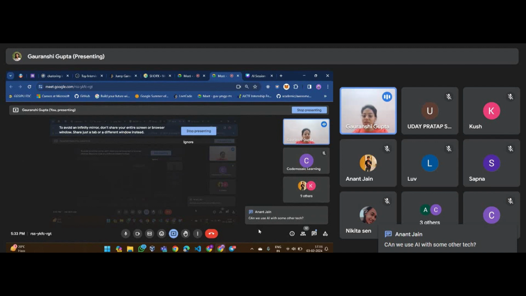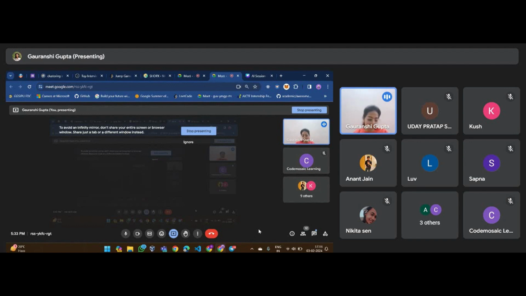Yes, definitely. We can use AI with some other tech. For example, I'm recently working on integration of AI with blockchain, actually. We replace a traditional database with blockchain, and we analyze the user input based on our AI models, and then we store the results in the blockchain, which provides additional security to it. So you can definitely use various other tech and integrate AI with it.